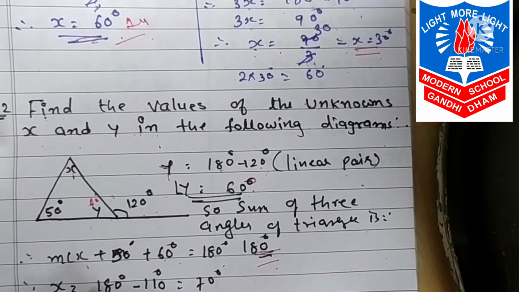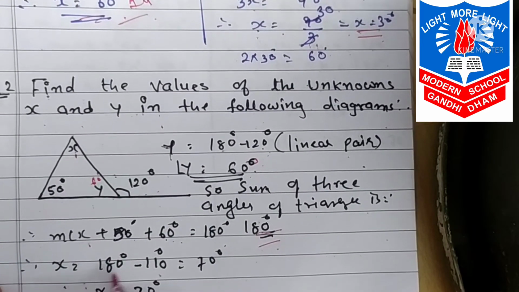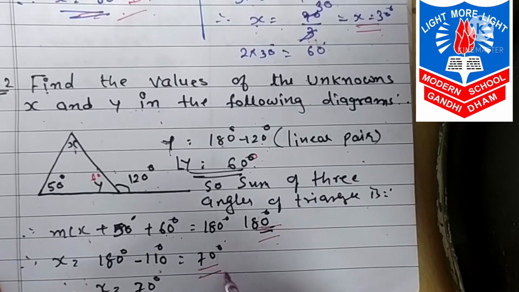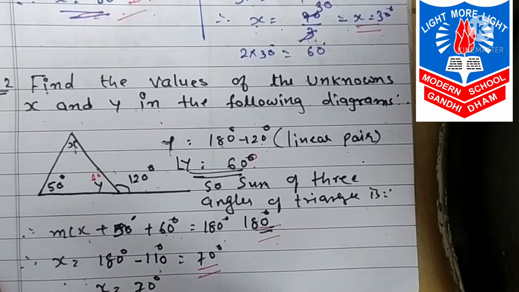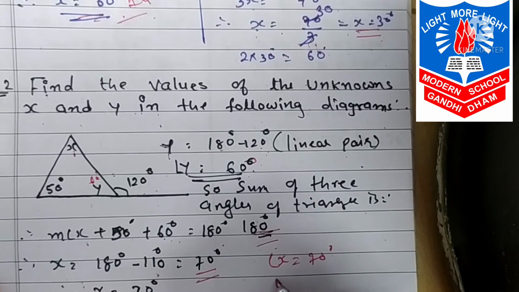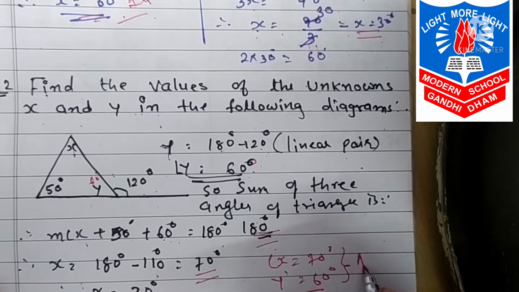So x is equal to 50 and 60, it is 110. So x is equal to 180 minus 110, which is 70 degrees. Therefore x is equal to 70 degrees. So the value of x is 70 degrees and the value of y is 60 degrees. That is our answer.